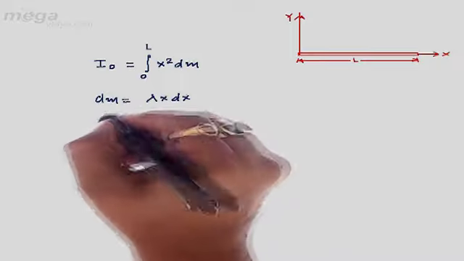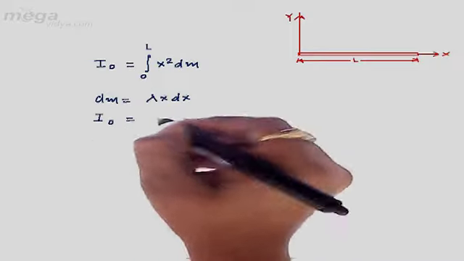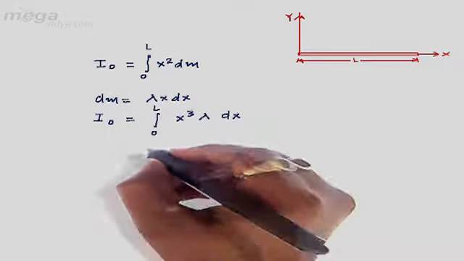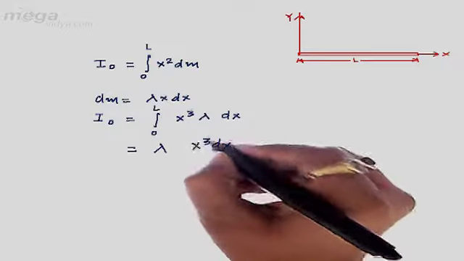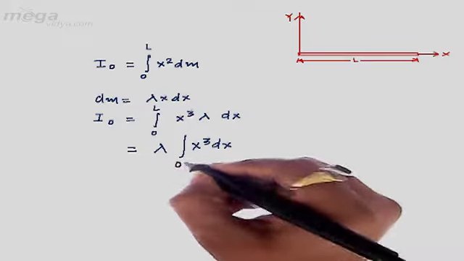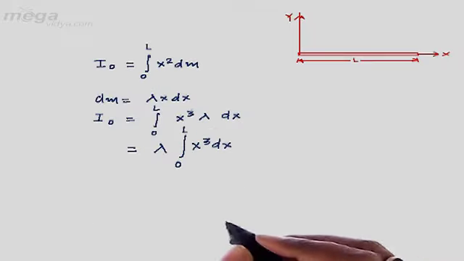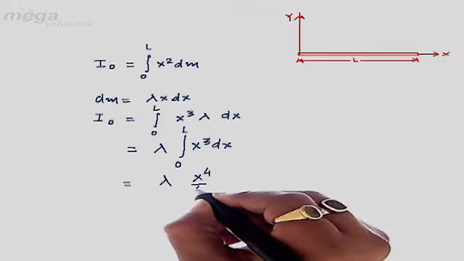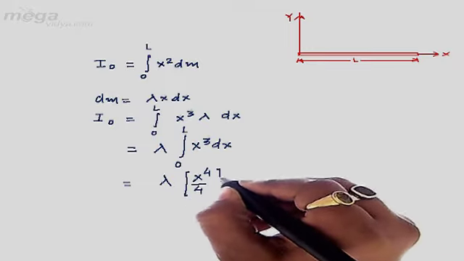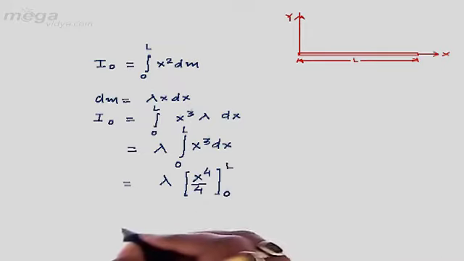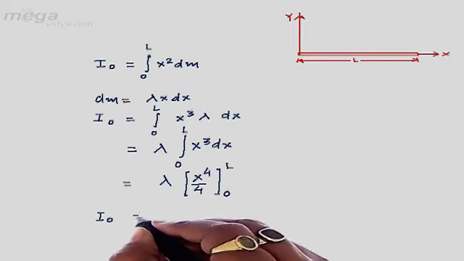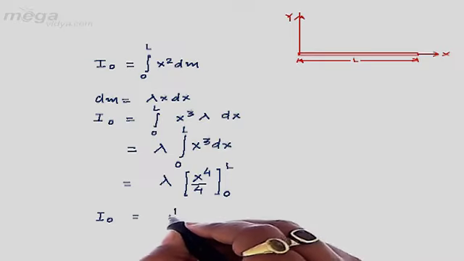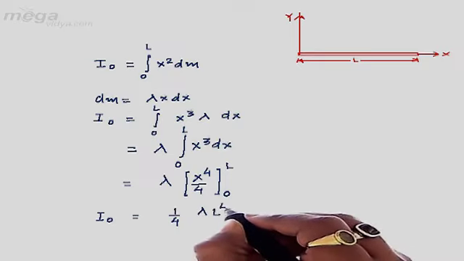So we can say I naught will be equal to the integral of x cube lambda dx. Lambda is taken common, and the integration of x cube dx from the limits 0 to L has to be done. It will be equal to lambda x^4 upon 4, with limits of integration 0 to L. So I naught, or the moment of inertia about the y-axis, can be written as 1 upon 4 lambda L to the power 4.